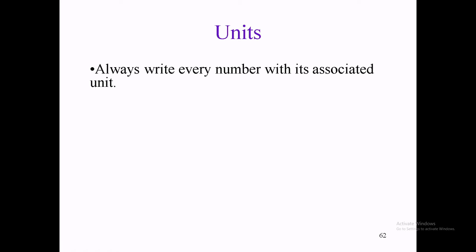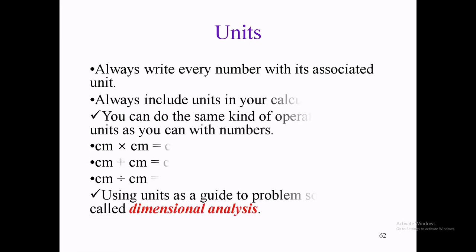So let's recap here. We're going to always write every number with its associated unit. You're always going to include units in your calculations. You can do the same kind of operations with units as you can with numbers. So a centimeter times a centimeter is a square centimeter. A centimeter plus a centimeter is a centimeter. A centimeter divided by a centimeter is equal to 1. All right, so we'll see how that works out.